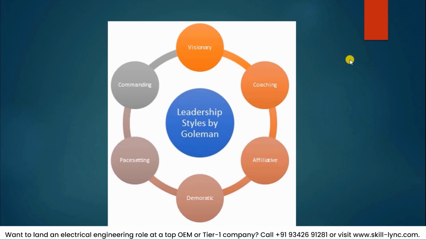Whereas the pace setting leader leads by example. He will lead all the projects together. He'll try to take all the initiatives together. But sometimes he might not take people in turn. So he can be a little bit opposite to the affiliative type of leadership because he will try to demonstrate all the activities by himself or herself. So that is the pace setting type of leadership.